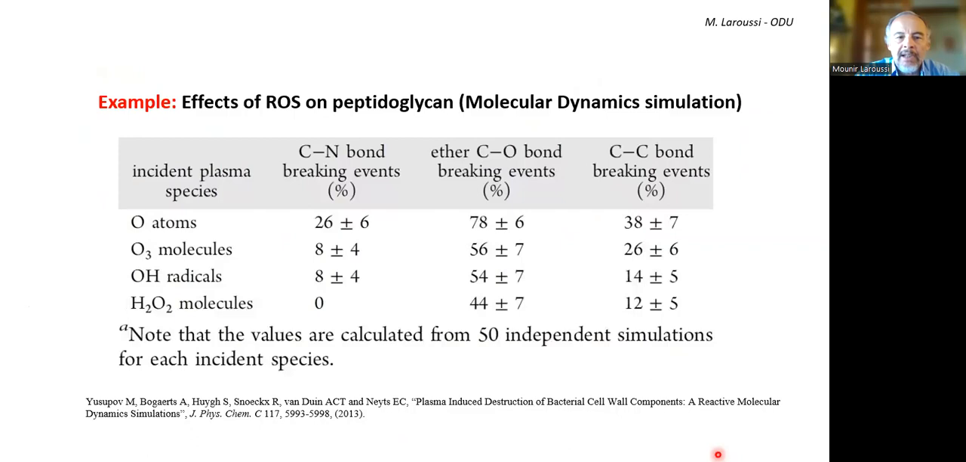This is an example, just to illustrate what I talked about, the production of ROS and RNS and their measurements. As an example, the effect of ROS on peptidoglycan. Peptidoglycan forms the cell wall of bacteria, and it's made out of sugar and amino acids, and it's kind of a mesh. If you have gram-negative bacteria, it's a very thin layer. If gram-positive, it's a thicker layer.